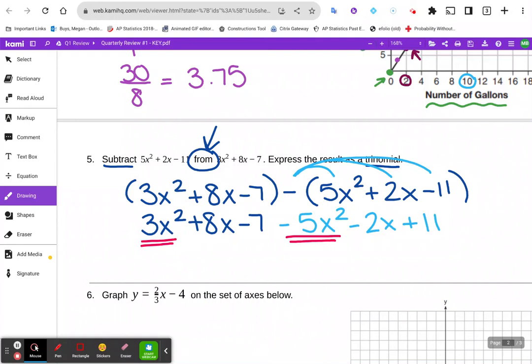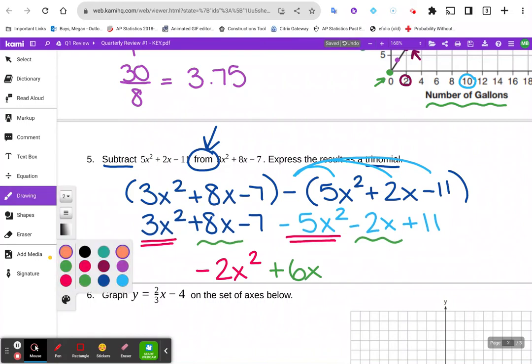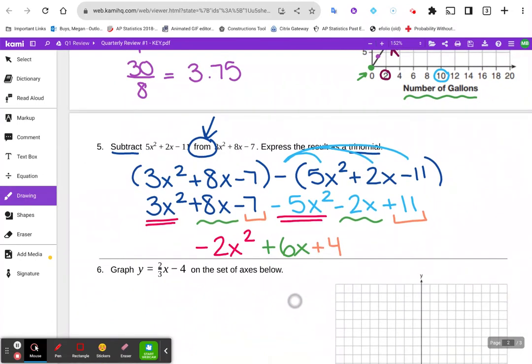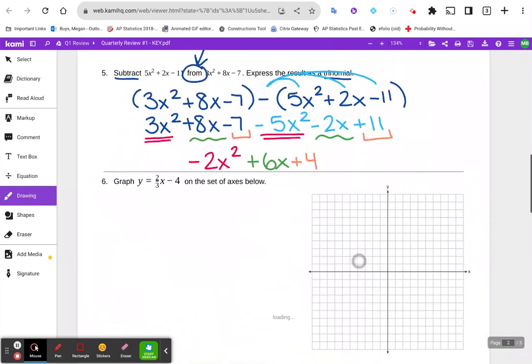So 3 minus 5 gets me a negative 2x squared. 8x minus 2x gets me a positive 6x. And negative 7 plus 11 is going to get me positive 4. So we get that. It's a trinomial, definitely, because I've simplified it down to 3 terms. And I even bonus put it in standard form from highest to lowest exponent. I like to keep that idea as I'm going because it helps me organize my ideas.